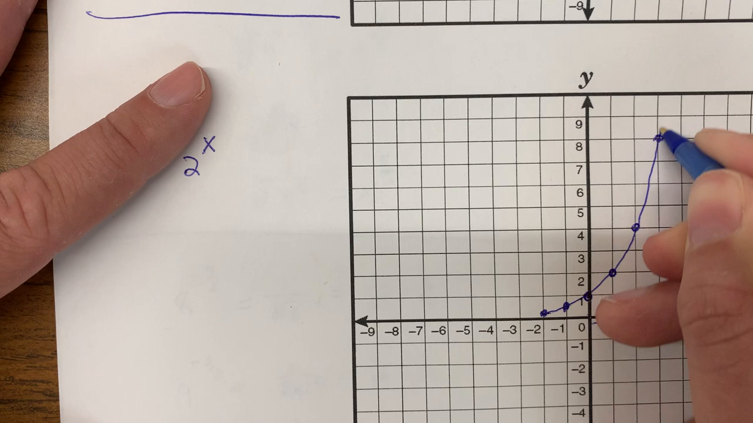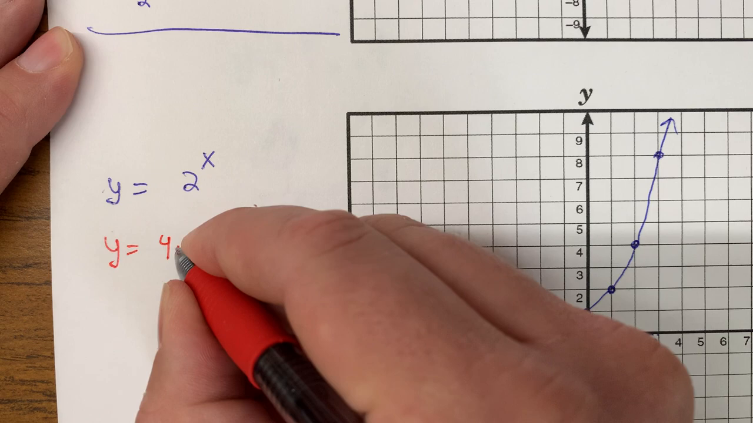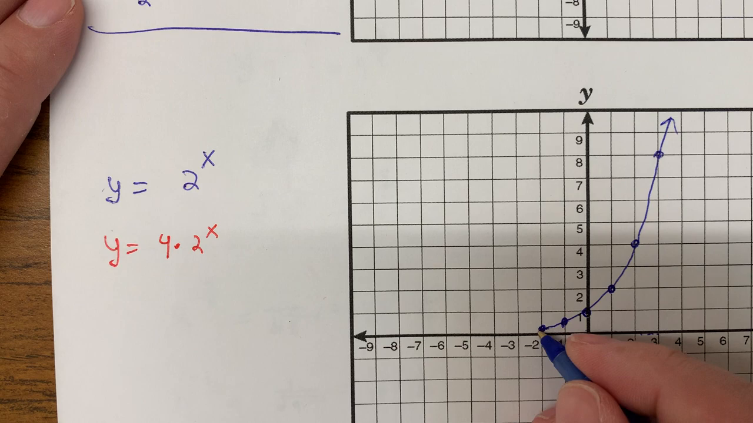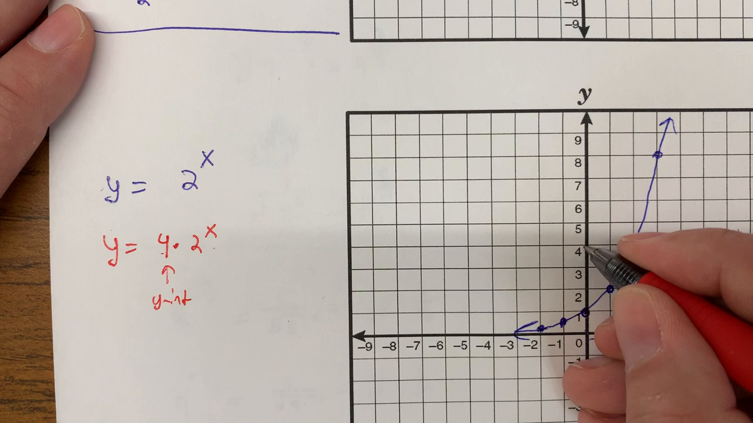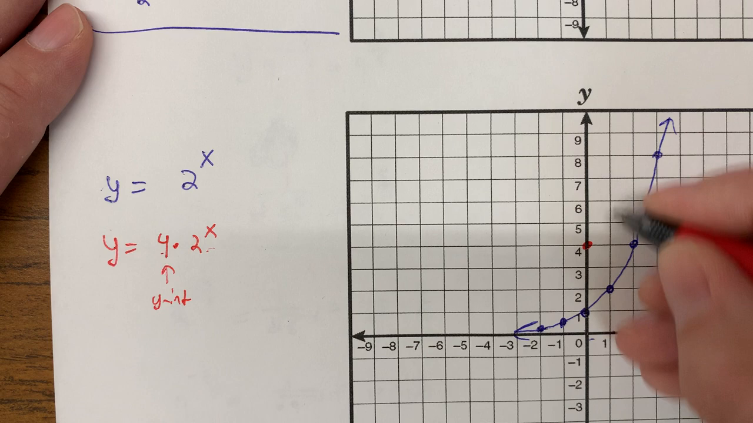Now, I also want to graph y equals 4 times 2 to the x on the same graph. Go ahead and graph it on your own. Now we know that this is the y-intercept. It's the starting value. So the starting value is 4, and it's going to get multiplied by 2 every time. So when x is 1, it gets multiplied by 2 to get 8. Then after that, it'll be 16. It'll be off the graph.